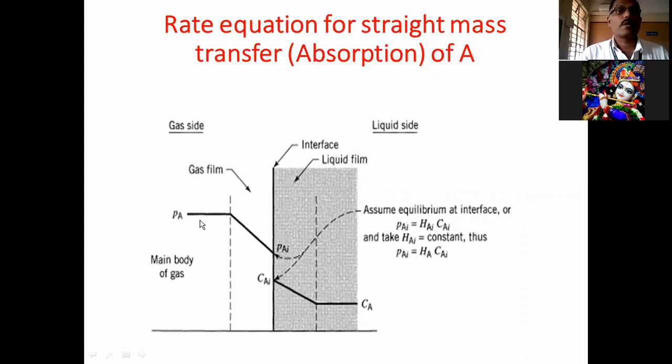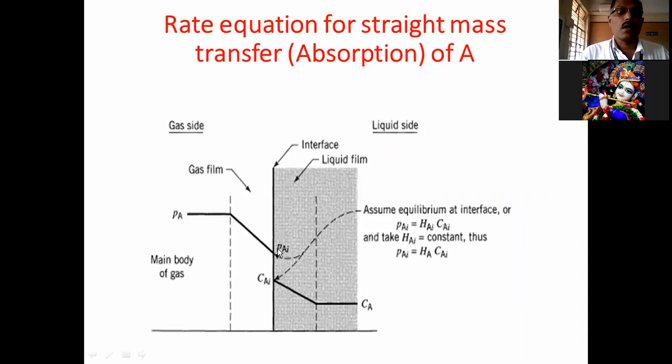PA is the partial pressure of component A. A is the solute in the gas. This partial pressure of A in the main body of the gas is diffused through this gas film. Why is it diffused? Because there is a concentration difference between the bulk and the interface. Due to the concentration difference, a concentration gradient occurs, and this concentration difference is the partial pressure difference. So this component is diffused from higher concentration to lower concentration, through the gas film towards the interface of the gas and liquid films.